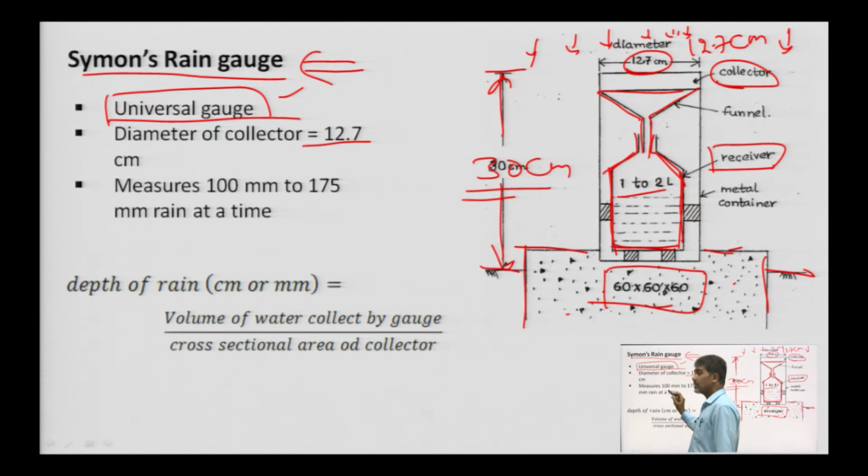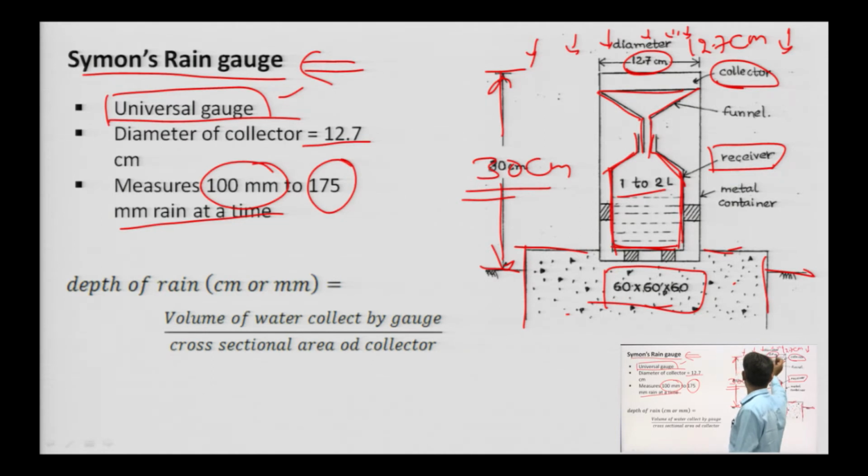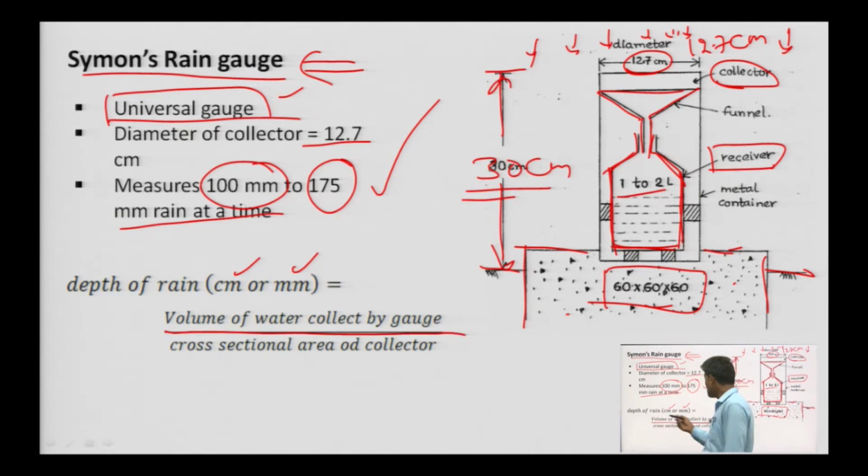The next thing is it can measure 100 to 175 rain at a time. Its capacity is 1 to 2 liter. The container is designed in such a manner that it is able to record precipitation in the range of 100 to 175. The depth of the rain, in centimeter, is very simple to calculate. It is the ratio of the volume of water collected in that container to the cross sectional area of the collector. The ratio between these gives you the depth of the rain.